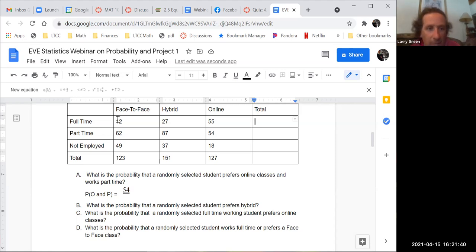Okay. Now let's add across. 12 plus 27 is 39. 39 plus 55 is what, 93? Wait, sorry. 94. And then 149 plus 54 is 203. 49 plus 37 is 86. And 18 is 104.